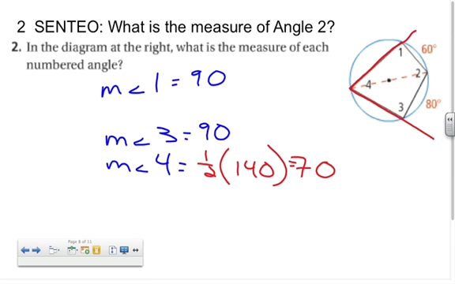And then if you remember that opposite angles of a quadrilateral inscribed in a circle are supplementary, angle 2 just kind of falls out of your mouth after that. It's 110.